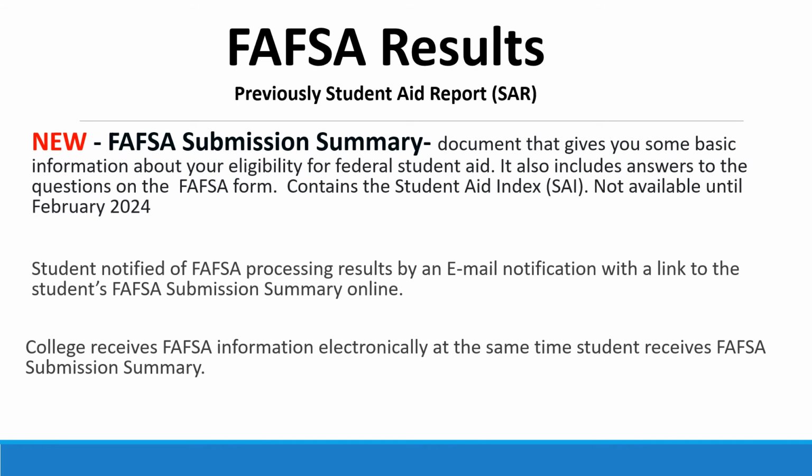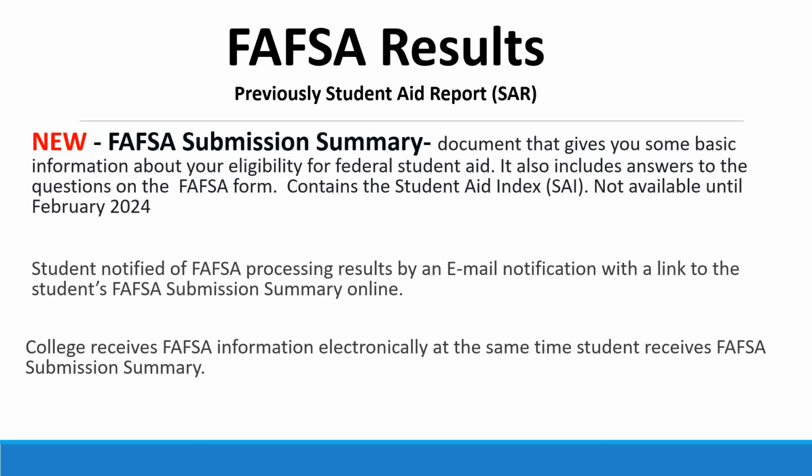Another new item for the 24-25 year is the FAFSA submission summary. Anybody who has done a FAFSA previously knows that there was a student aid report that a student received. This year they call it a FAFSA submission summary. This is basically the document that gives you some basic information about your eligibility for federal student aid and includes some of the answers from the FAFSA form. It does also contain that student aid index. And remember, while this slide says it's not available till February, it has not been updated yet. March 2024 is when that is available.